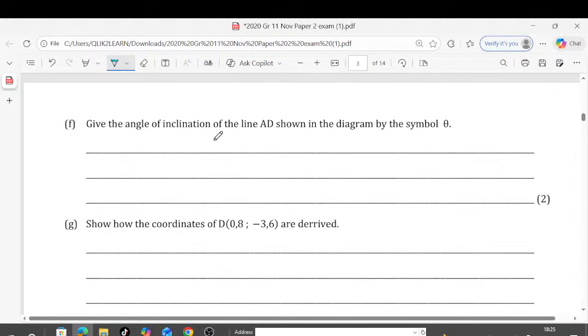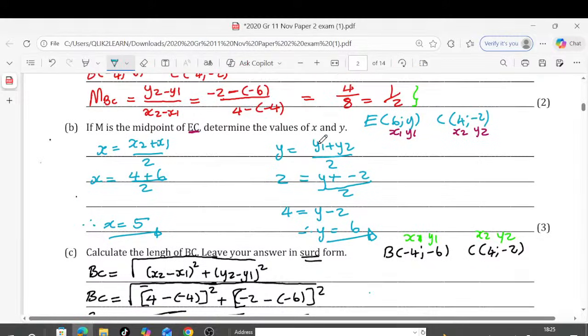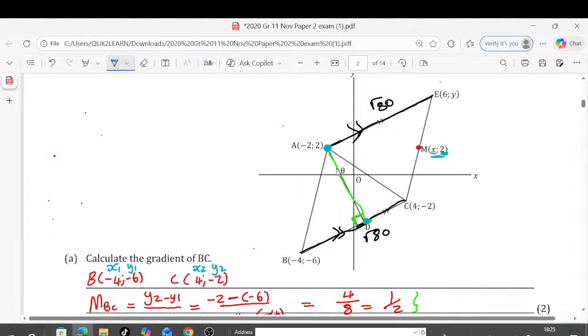Give the angle of inclination of the line AD shown in the diagram by the symbol theta. They want us to find the angle of inclination of the line AD. Which one is the angle of inclination? This angle. We use the gradient. We need the gradient of AD, which is something that we already have.